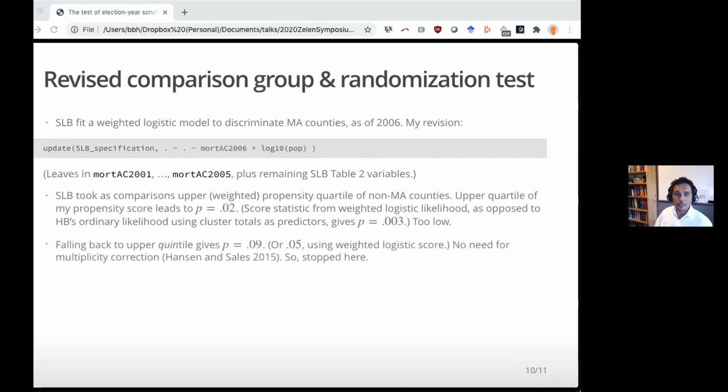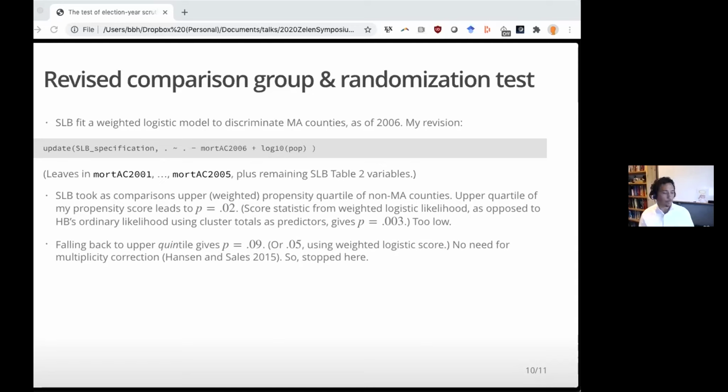And I fell back to a fallback position rather than the upper quartile. I looked at the upper quintile. Remember that here we're trying to predict being a Massachusetts county. So almost by definition, the Massachusetts counties have high propensity scores on this score. The fallback position then was to take as the comparison set the upper quintile, the 20% at the top. And when you do that, the p-values increased. We wind up with something that isn't rejected by the usual criteria. It's a bit narrow, but I said this would be good enough.